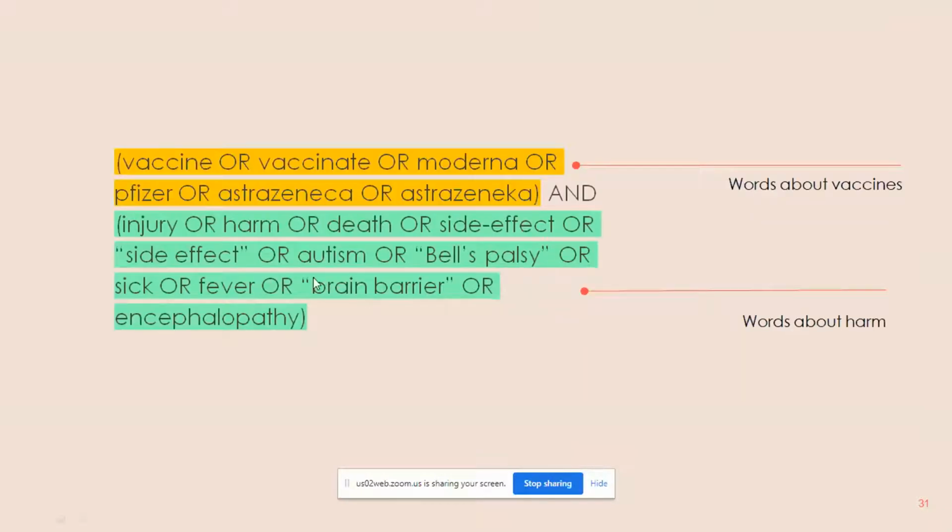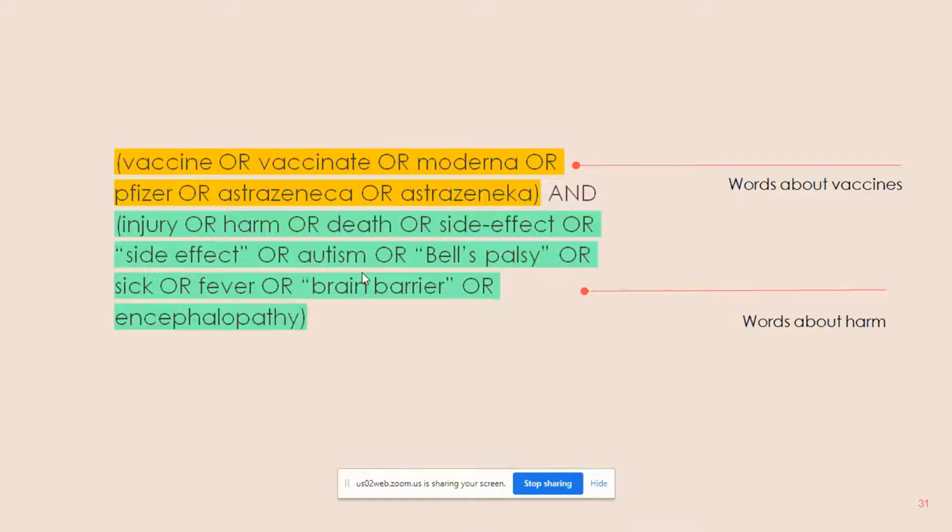For example, this one. You are doing research wherein you are trying to find out what people are actually talking about vaccines and injuries, right? Or like the harmful effects. That's the research which you are doing as a doctor or in a hospital. So what do you do? First, you type vaccine OR vaccinate OR Moderna OR Pfizer OR AstraZeneca, all the vaccines, and then the words which are related to harm. And then you club it together using parentheses.